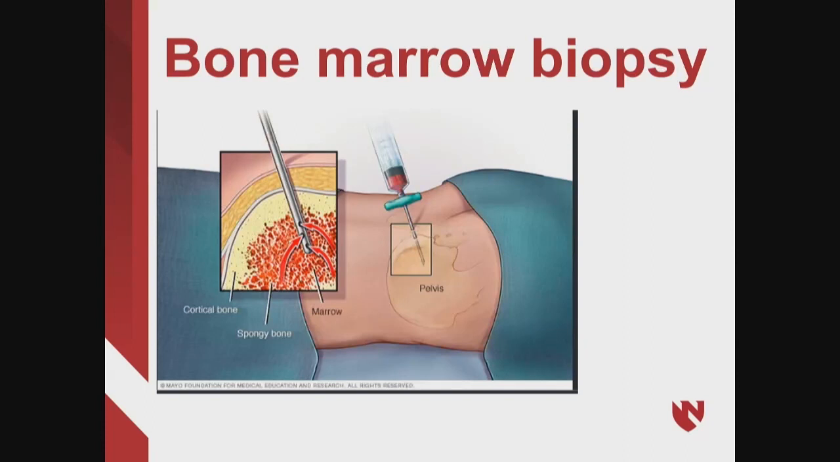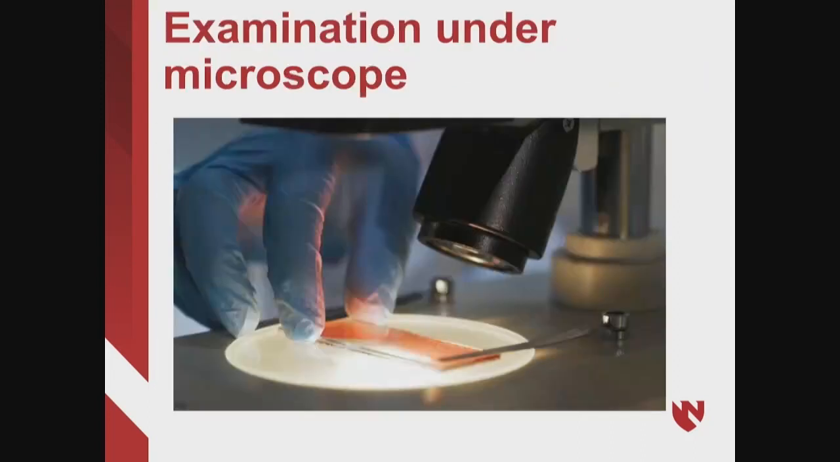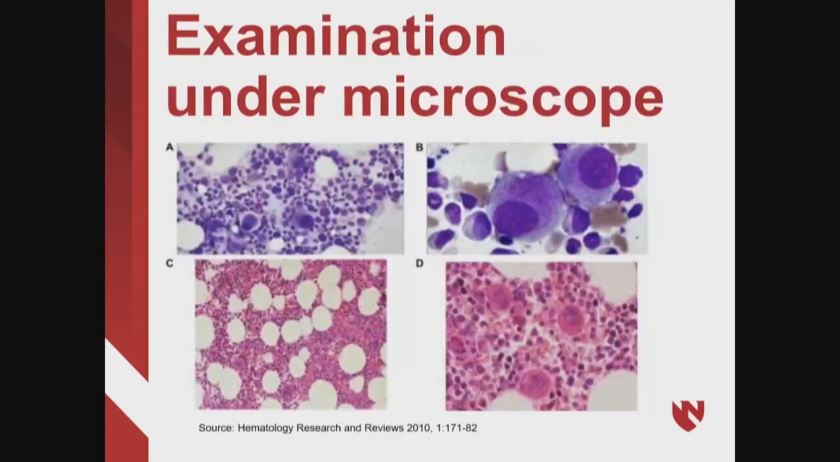This picture shows the process of bone marrow biopsy. We insert a needle to take out a piece of bone along with the soft material inside the bone called bone marrow. Then we make slides from those specimens. Those slides are sent to pathologists to review under a microscope. So that's one of the important tests.